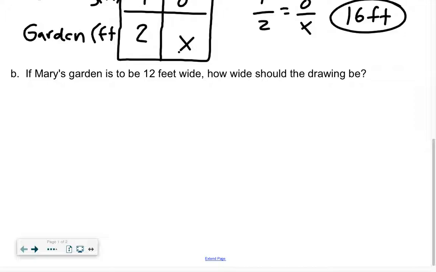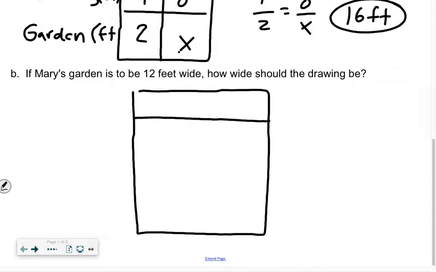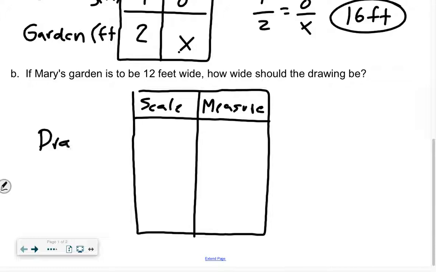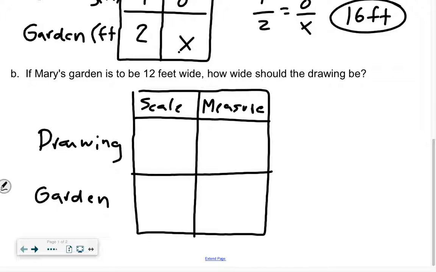And then lastly, for part B, if Mary's garden is to be 12 feet wide, how wide should it be on the drawing? Well, again, if we wanted to, we could set up the same thing. Scale and measure. We're looking at the drawing. We're also looking at the garden. Again, we don't need to worry about the units because they're all the same. The scale is still the same. For every 1 inch, that's going to represent 2 feet.